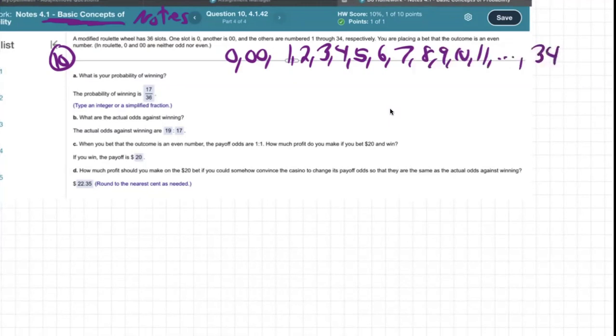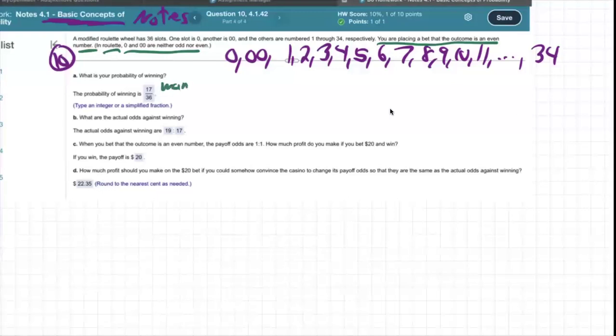Okay. And they're asking us, you are placing a bet that the outcome is an even number. In roulette, 0 and double 0 are neither even nor odd. So what's the chances here? Remember, probability is always the number we want over the total number possible. So what is the number of even numbers? We're betting on even. Yours might say odd. Mine says even. How many even numbers are there? 2, 4, 6, 8, 10, etc. We're not counting 0 and double 0, right? It said right here, they're neither even nor odd.